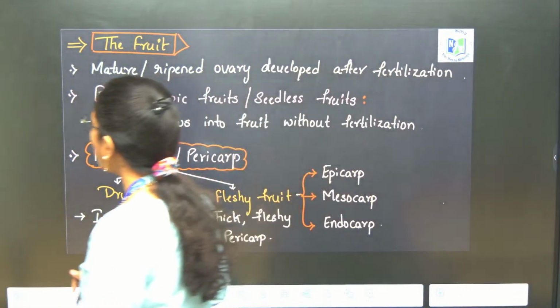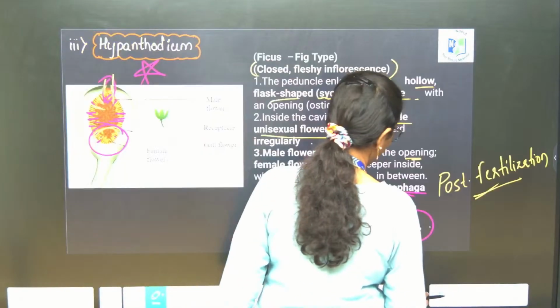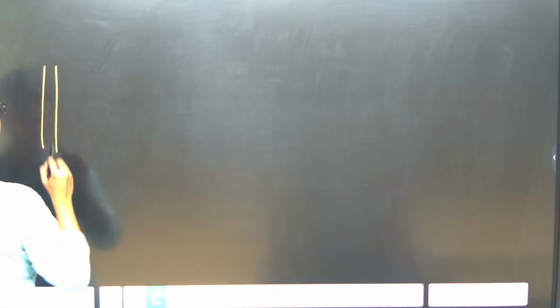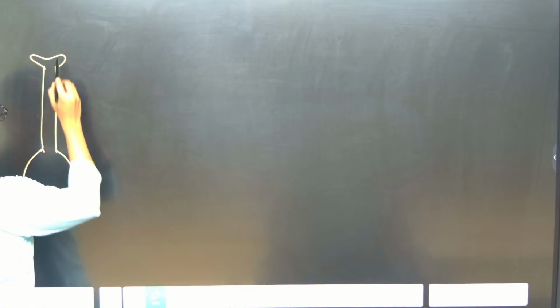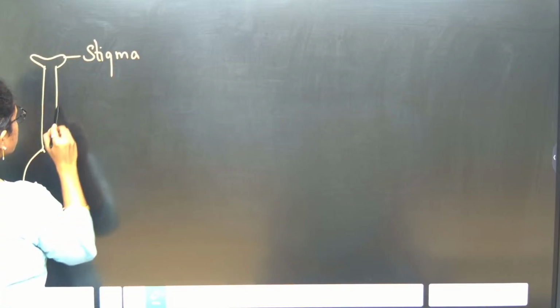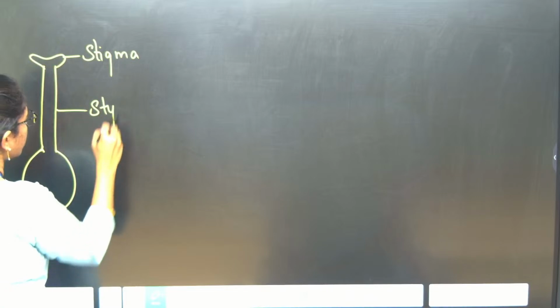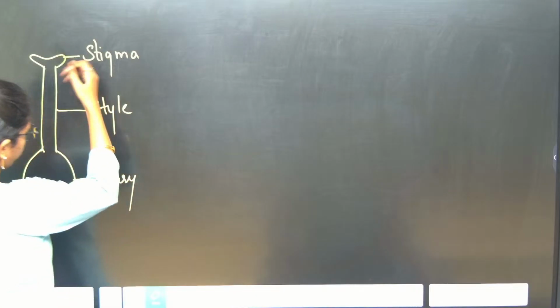Remember one thing, ovule pre-fertilization. First let me draw a diagram and tell you. Yeah, this is what ma? One carpel, single carpel. Single carpel unit will have what? Stigma, style and ovary, which is the basal bulged portion of the carpel.